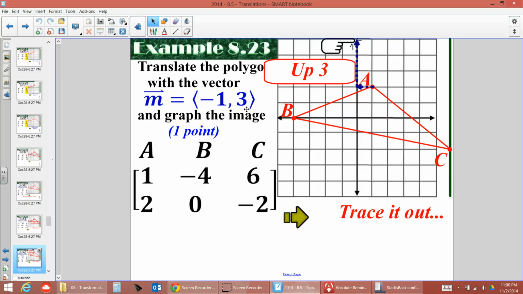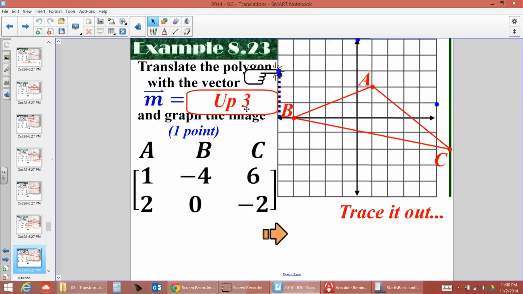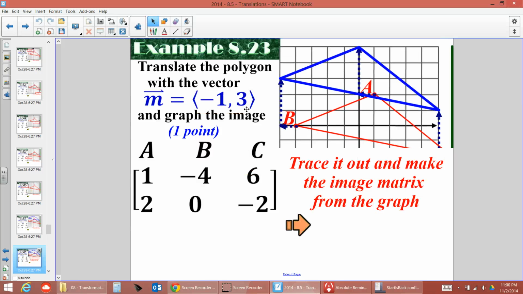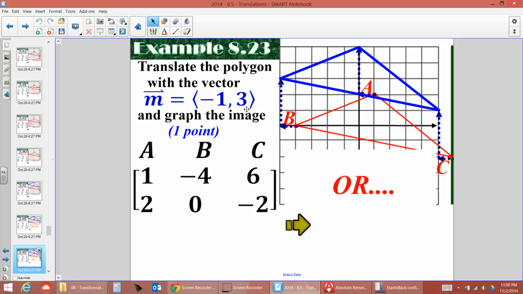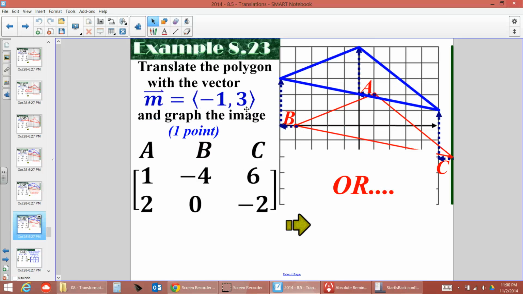Now we go left 1, up 3, left 1, up 3, left 1, up 3, just using my fingers, and then I got my new points. So now we connect the dots. This is one way to do it, my apologies. I would want you to label it as A prime, B prime, and C prime.